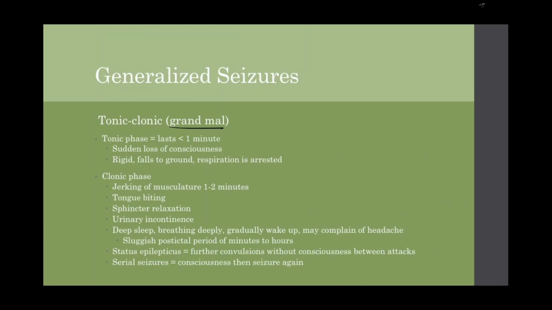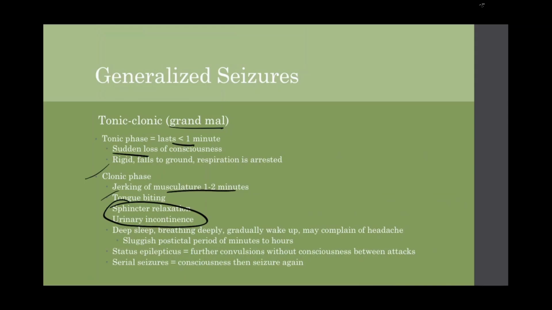The tonic phase lasts less than a minute. There's sudden loss of consciousness. They become rigid and fall to the ground. Be careful for breathing because all the muscles, including respiration, are going to seize up and stop too, so they're not going to breathe for a little bit. And then they go into the clonic phase, which is the jerking that you see with the clonic activity of the seizing. This is where they may get some tongue biting, so you'll see people put a stick in their mouth. I'm not sure that's the best thing to do, but be careful for their tongue. Sphincter relaxation, urinary incontinence. That's why I check for bladder or bowel incontinence after the event's over, because in a grand mal seizure, they're going to lose their sphincter control and they'll lose their bladder or bowel.